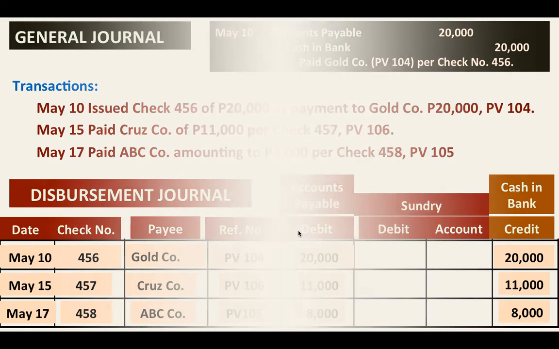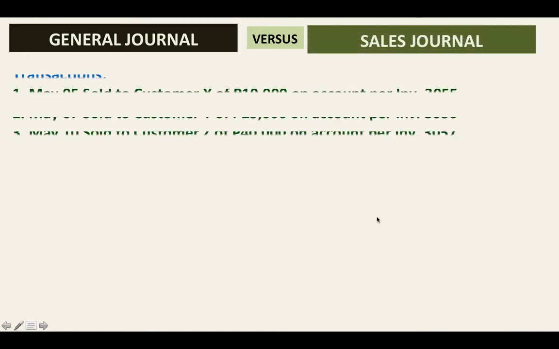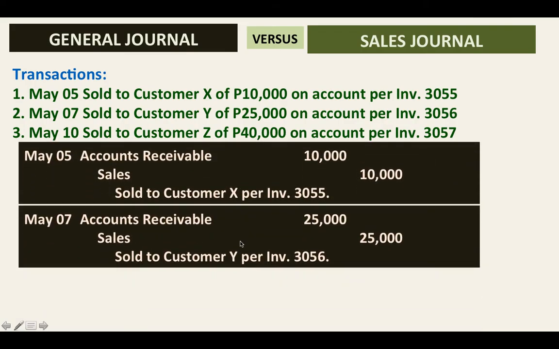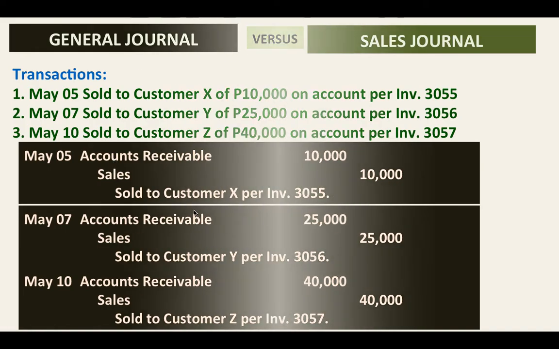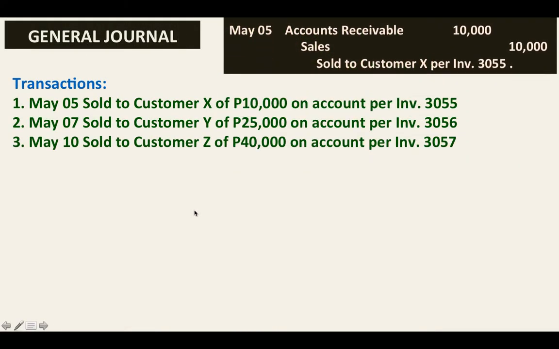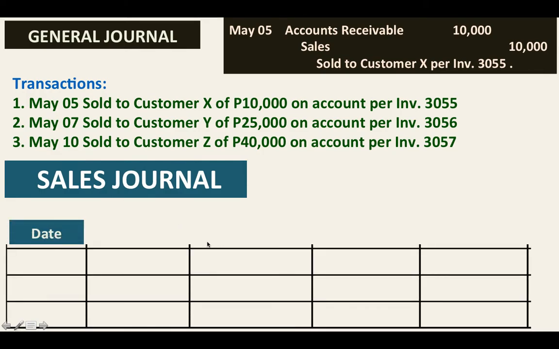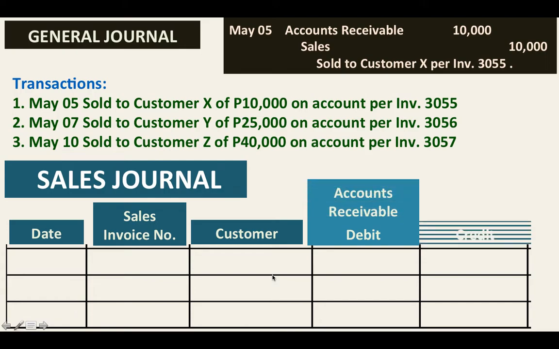Okay? Now let's take a look at how we are going to record in the sales journal. So if these are our transactions for sales, then we will record these transactions in the general journal like this. We will debit accounts receivable and credit sales. So if we will be using this sales journal, similarly, the sales journal will be in a columnar format wherein you have the date, then here the sales invoice number, and it is more simplified, the customer, and then basically we only have one debit, which is accounts receivable, and one credit, which is sales.